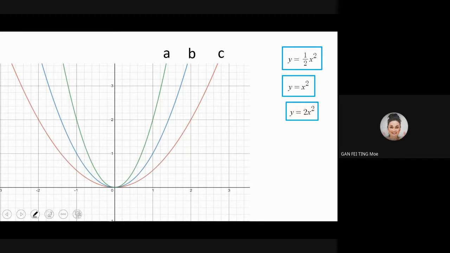Please respond to me as I'm asking questions so that it gives me some idea to talk on. If I don't get a response from you, I have no idea what to say. So can anyone please respond to my question? Which one do you think is A, B, and C? I'm still waiting.